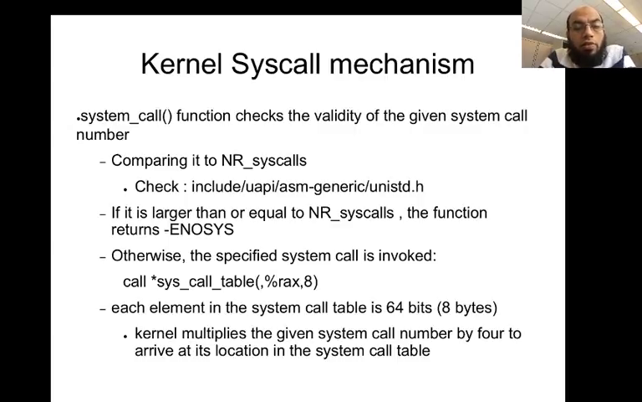The kernel multiplies the given system call number by 4 to arrive at its location in the system call table. This is actually for 64-bit processors. So basically, first you check that the number of the system call is valid. Then you fetch the system call from the table, and then the kernel basically jumps to the system call using that mechanism that I just said, multiplying the given system call number by 4 to arrive at its location in the system call table, where it actually exists on memory.